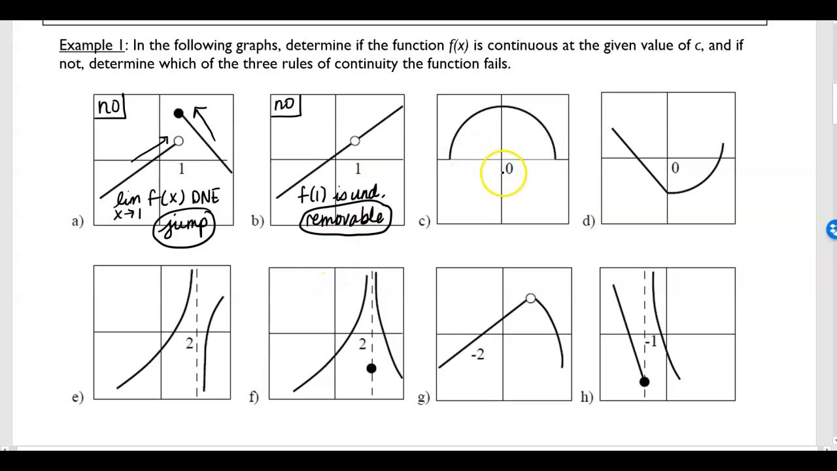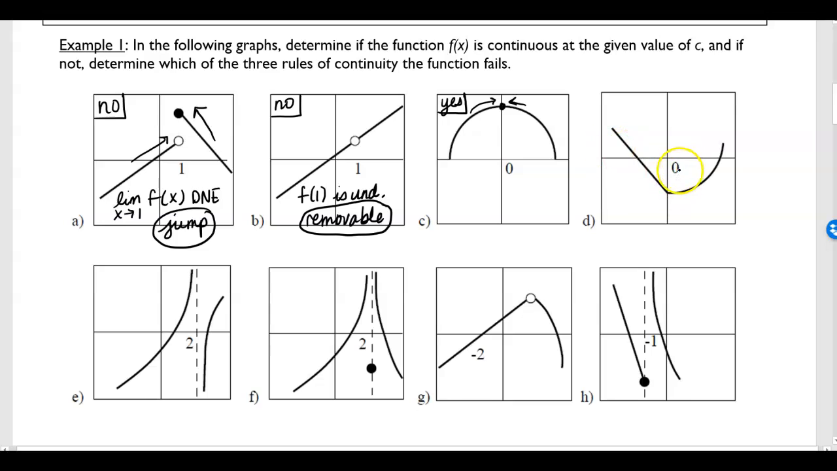Number 3, or part C, I'm looking at 0. And so that's this point up here. The function is defined. The limit exists. The left and right sides match up, and it matches up with that point value. So yes, this function is continuous. You can see there I could draw the whole graph just with one swoop of my pencil. I wouldn't have to pick it up at all.